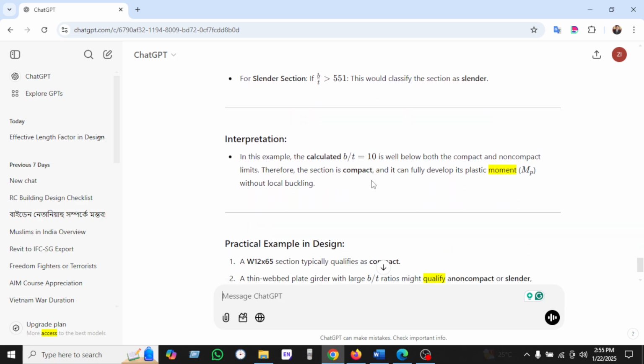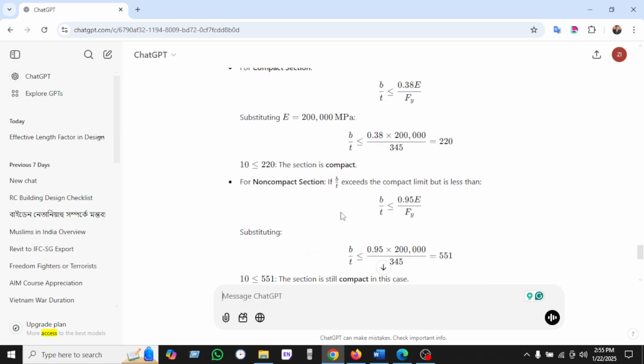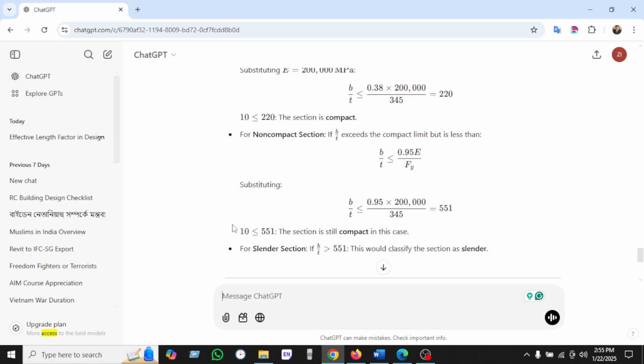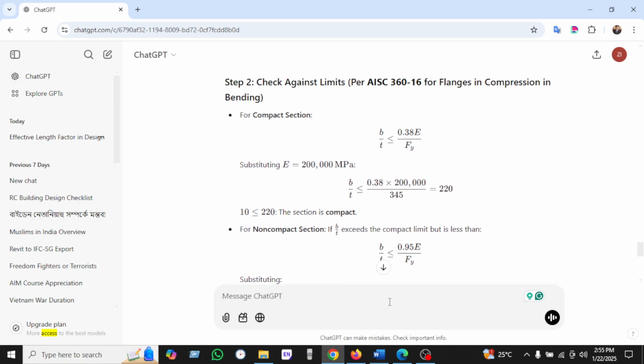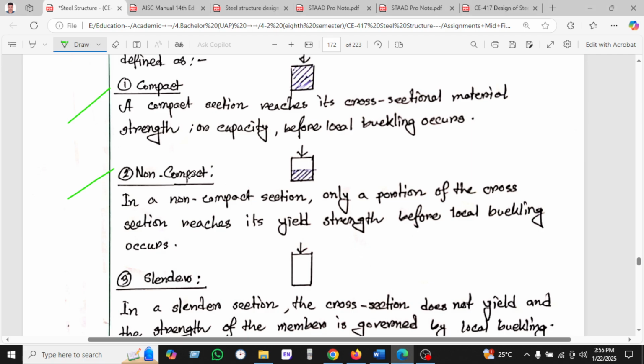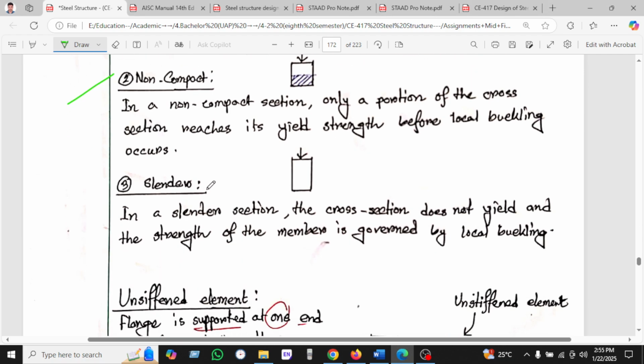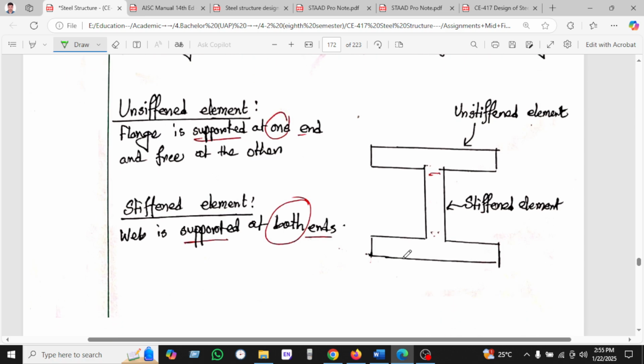So if we consider this formula, if 10 is greater than this formula, then we can say it is a non-compact section. So I hope that you can understand compact and non-compact. It is important. Slender is a section in which the cross section does not yield and the strength of the member is governed by local buckling.